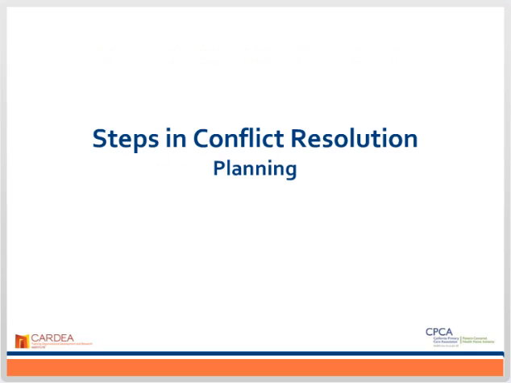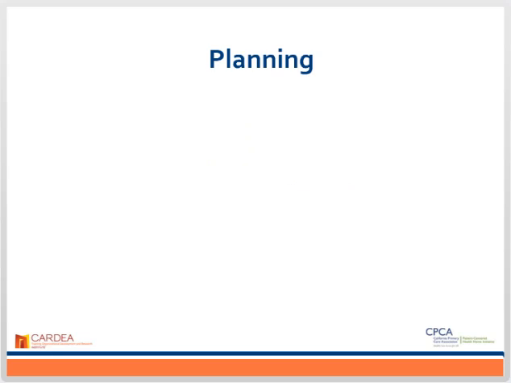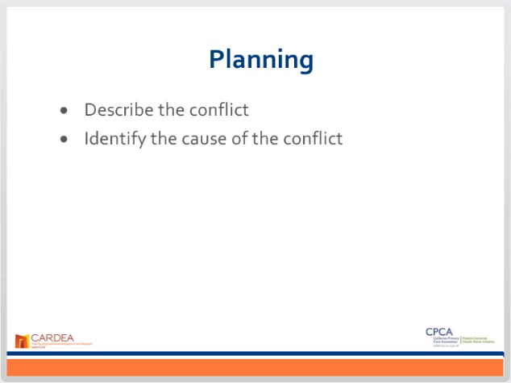Let's start with planning. Planning the conversation is critical, yet we often overlook or skip this step. Key stages in planning include: describe the conflict, including any background and history. Identify the cause of the conflict, again, resources, styles, perceptions, goals, pressures, roles, different personal values, and/or unpredictable policies.